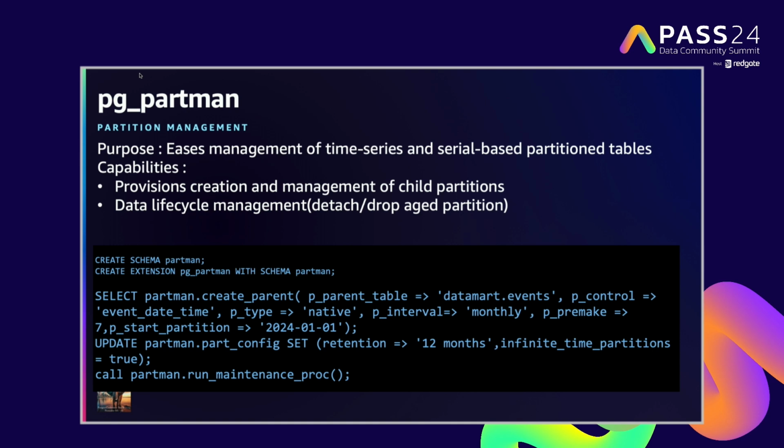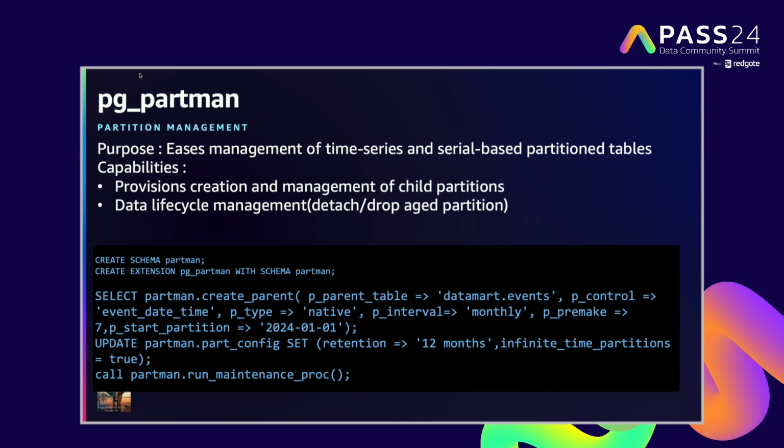So pgpartman has a capability where you can define multiple things, not only the creation of the child table, but also maintenance of those child partitions. You might want to back up older partitions. You might want to drop the older partitions. So just by defining the parent, you have the option to mention, like in this example, we have the events table, which is being partitioned by event date type. And we want monthly partitions to be created. And we are asking it to pre-create 7 partitions, starting with January 1st, 2024.